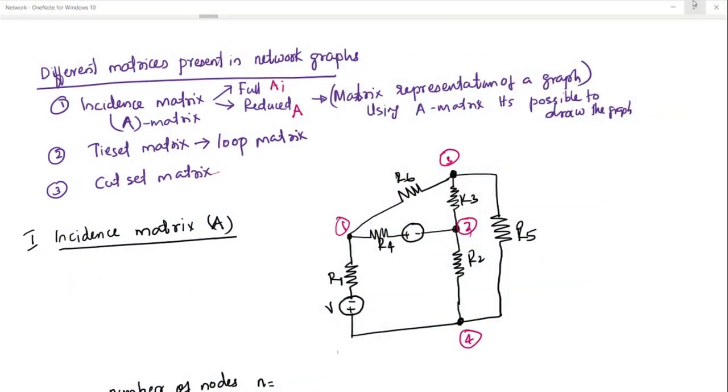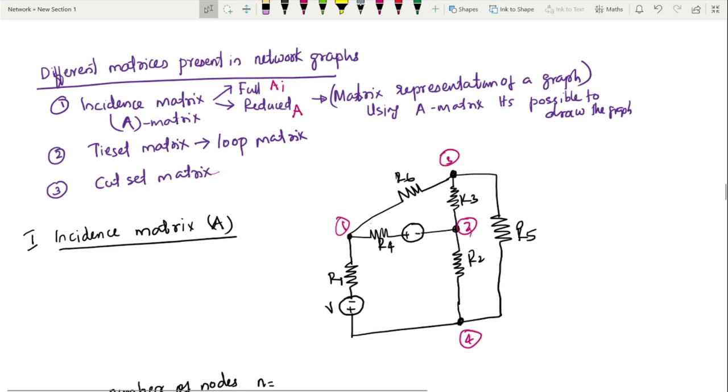Welcome you all. In this video, we are going to discuss the incidence matrix of a given network or a graph. In general, there are three types of matrices available in graph theory. They are incidence matrix, tie-set matrix, and cut-set matrix. Here, the second matrix, tie-set matrix, is also known as loop matrix.